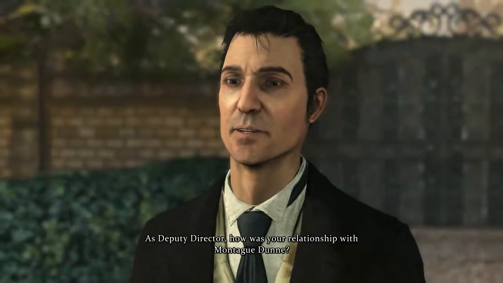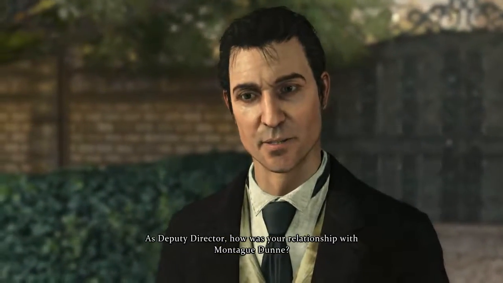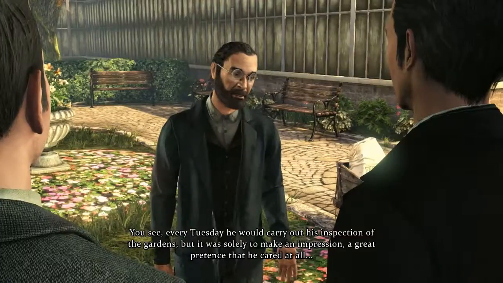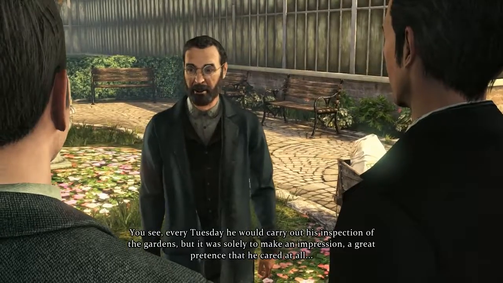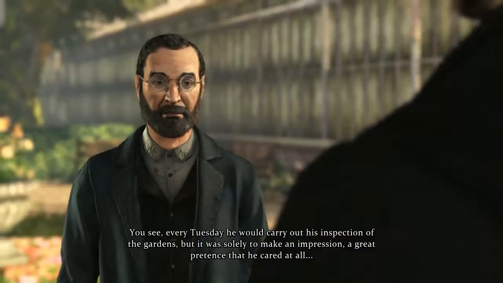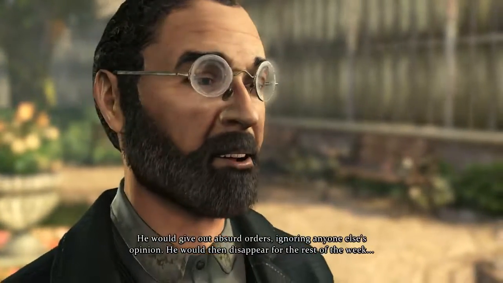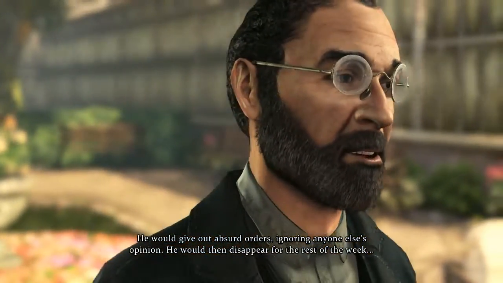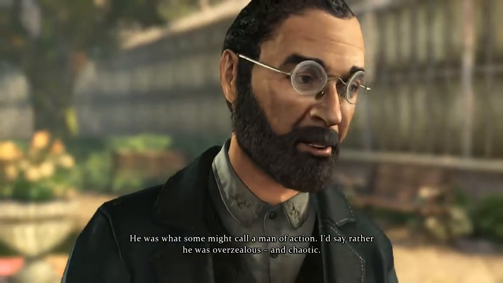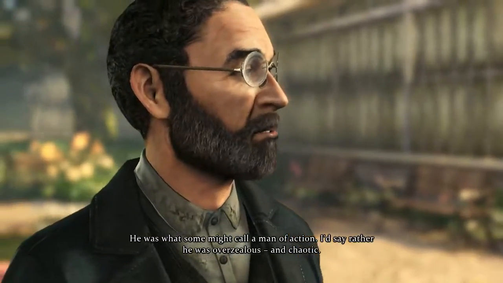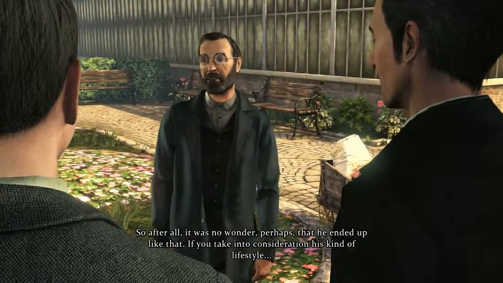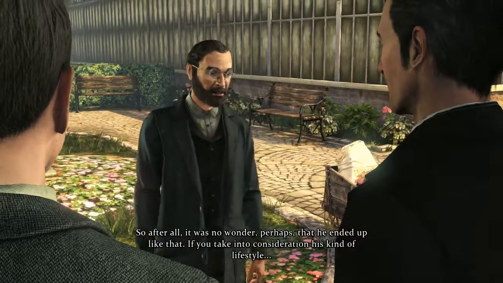As deputy director, how was your relationship with Montague Dunn? To be honest with you, Mr. Holmes, it could have been better. You see, every Tuesday he would carry out his inspection of the gardens, but it was solely to make an impression, great pretense that he cared at all. He would give out absurd orders, ignoring anyone else's opinion. He would then disappear for the rest of the week. He was what some might call a man of action. I'd say rather he was overzealous and chaotic. So after all, it was no wonder, perhaps, that he ended up like that, if you take into consideration his kind of lifestyle.